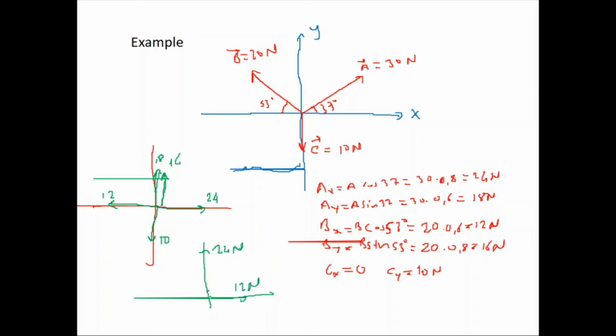So since they are perpendicular to each other, I'm going to use the Pythagorean theorem, and r will be equal to the square root of 24 squared plus 12 squared. And in doing this calculation, we are going to get approximately 26.8 newtons.